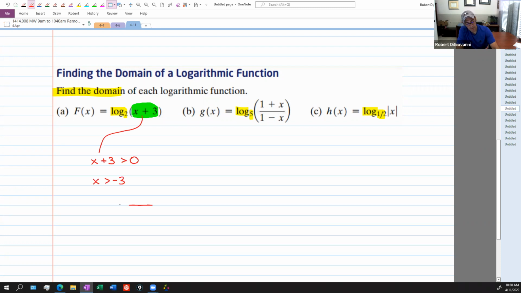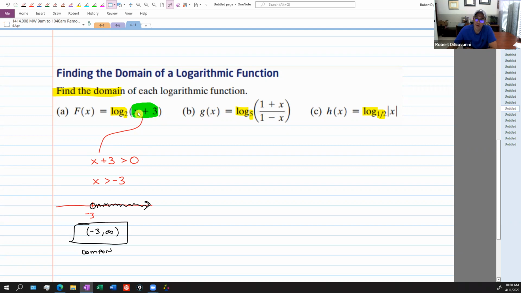On a number line, here's -3. You must be bigger than it. So you do not want to be -3. You want to be everything this way. So that would be from -3 to infinity. That would be your domain. Right? What if I try to plug, let's say, -4 in here?